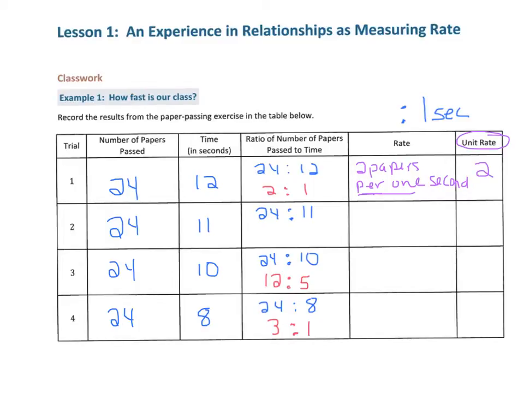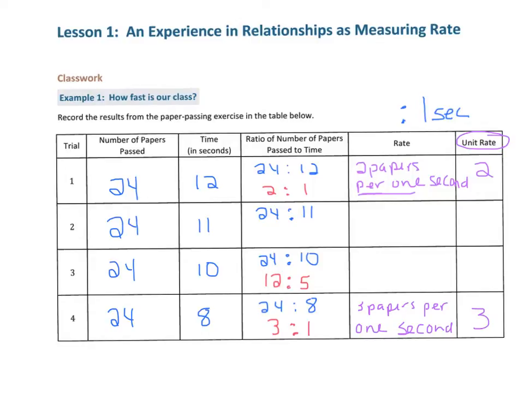So pause for a minute and see if you can figure out the rest of these. The next one was a little bit more difficult because it was not already to a per 1, and the third trial wasn't either, but this last one was easy, so hopefully you at least got this one. It was 3 papers per 1 second. So our unit rate was 3.